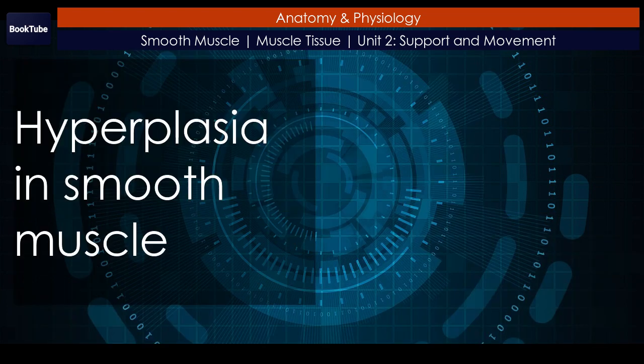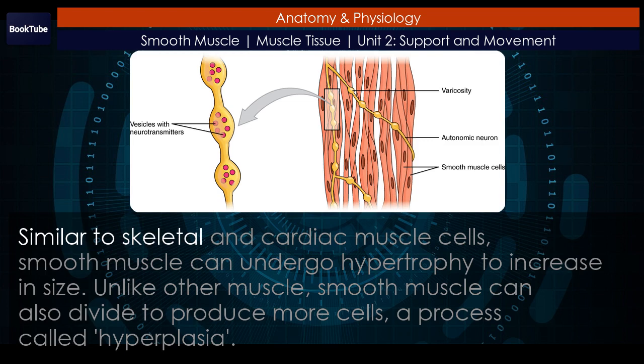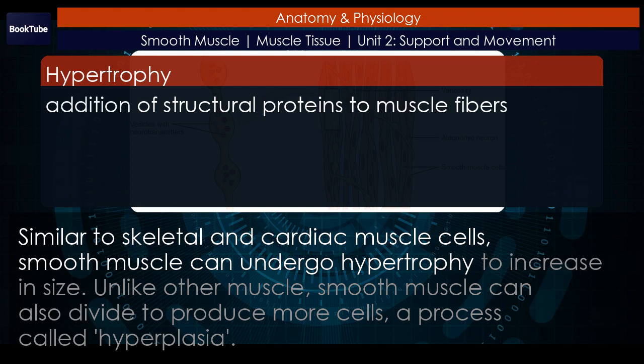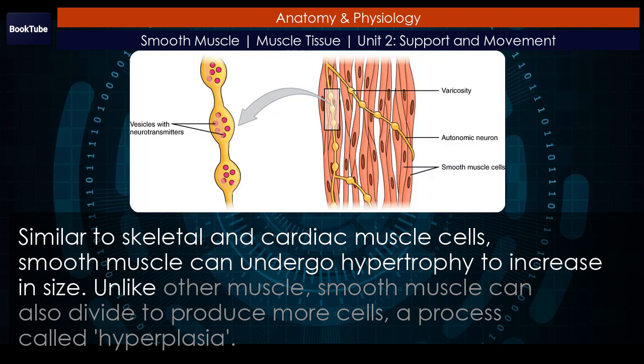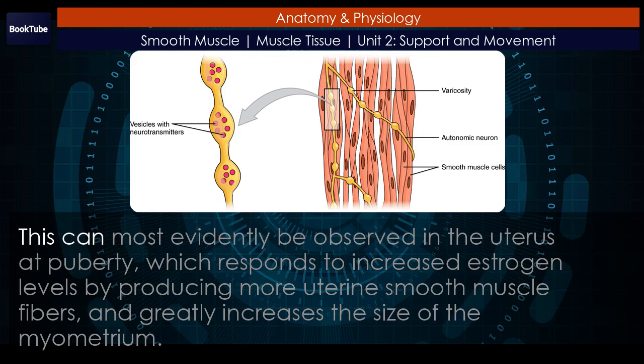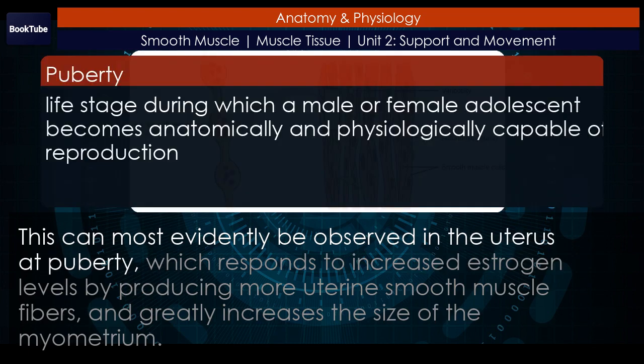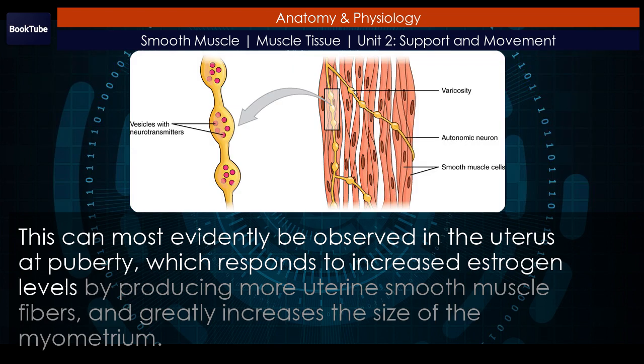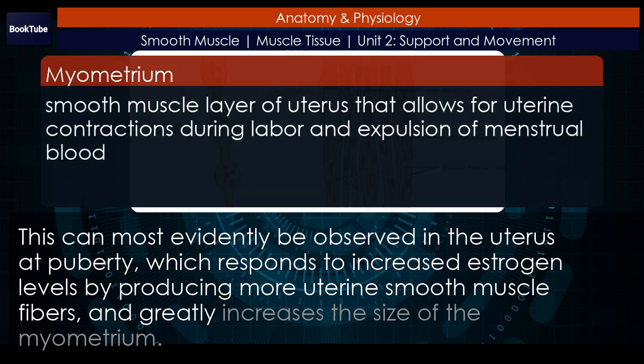Hyperplasia in smooth muscle. Similar to skeletal and cardiac muscle cells, smooth muscle can undergo hypertrophy to increase in size. Unlike other muscle, smooth muscle can also divide to produce more cells, a process called hyperplasia. This can most evidently be observed in the uterus at puberty, which responds to increased estrogen levels by producing more uterine smooth muscle fibers, and greatly increases the size of the myometrium.